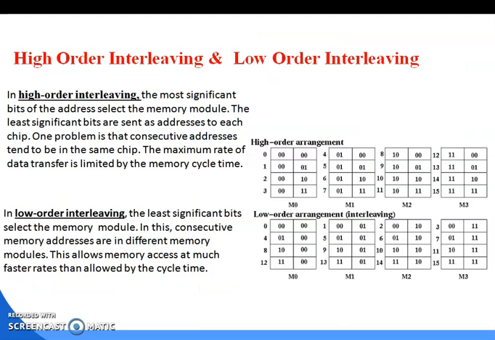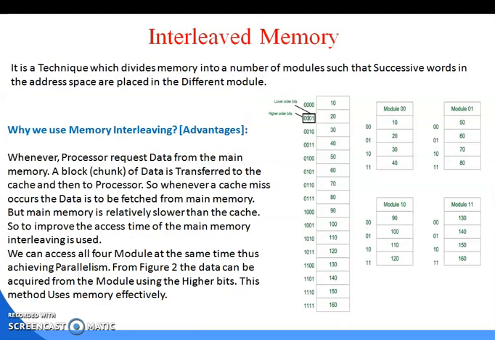There are two types of interleaving. One is high order interleaving, another is low order interleaving. Look here, in the interleaving process, this is the low order bits and the high order bits. Out of these 4 bits, this 0 1 is the low order and 0 0 is the high order. The addresses run from 0, 1, 2, up to 15. That means this is a 16-word memory space.